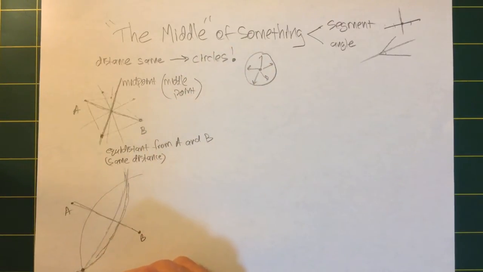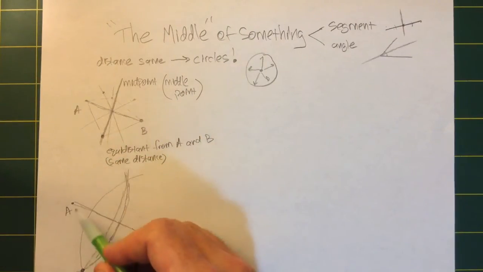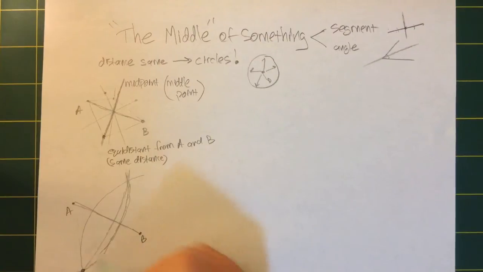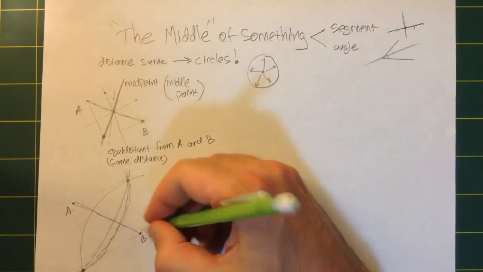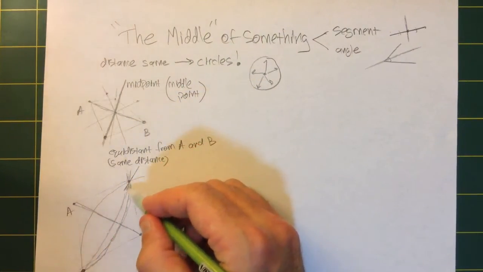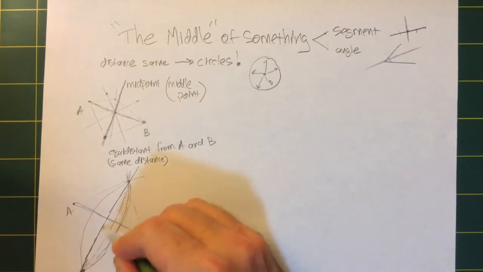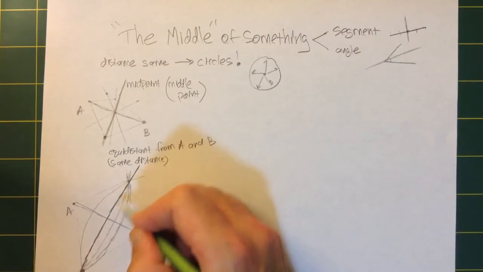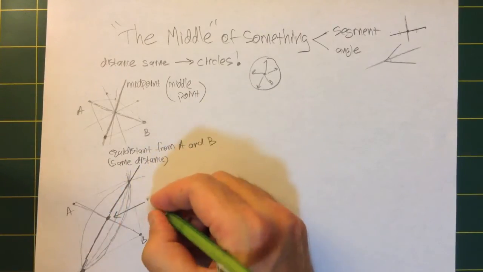This point right here is like that point. It is a point that is the same distance from A as it is from B. Up here, there's also a matching point that is the same distance from A as it is from B. And if I connect through those intersections like that, I end up finding the midpoint.